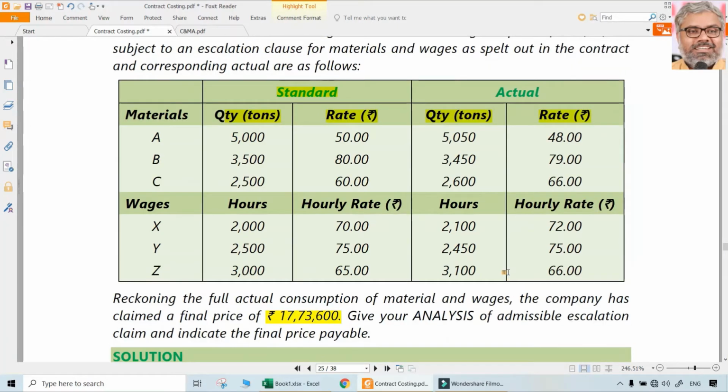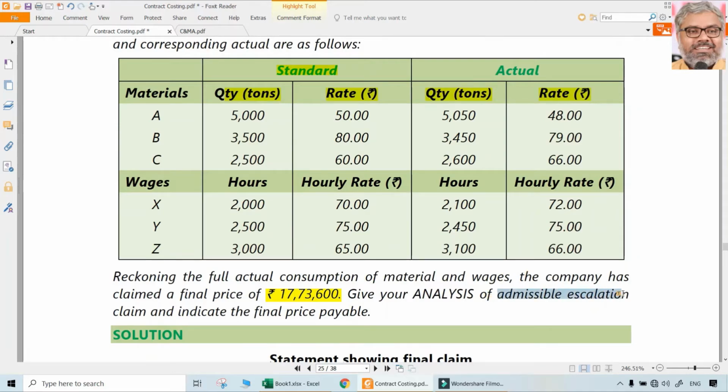Taking the actuals as basis, give your analysis of admissible escalation claim and indicate the final price payable. A small question, like a 5 marks question, can be asked like this.